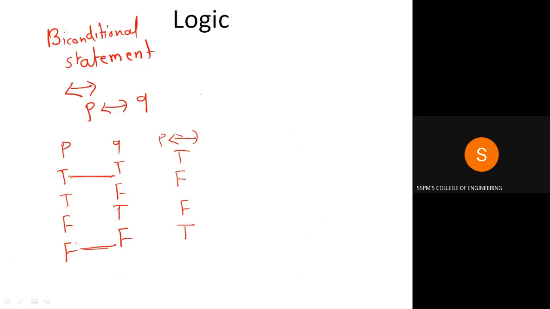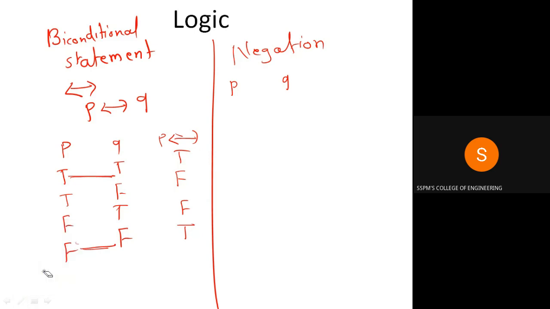And the last thing is negation. What is negation? Negation is simply the negative of any statement. How to find P and negation of P? Negation is indicated by this symbol, the wave symbol. Negation of P: if P is true, then negation of P is false. If P is false, then negation of P is true. That is a simple way to find it. Now we will take some examples.